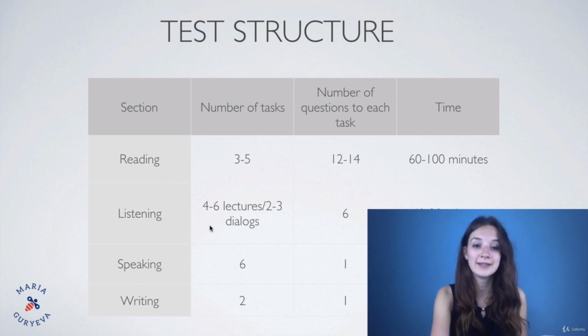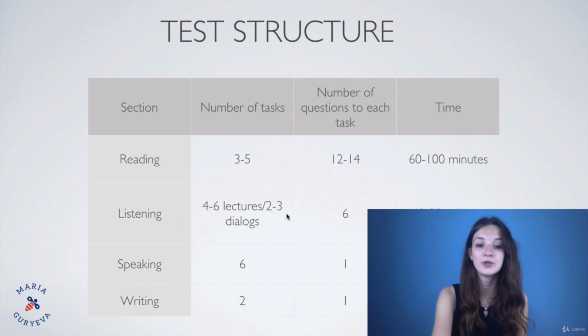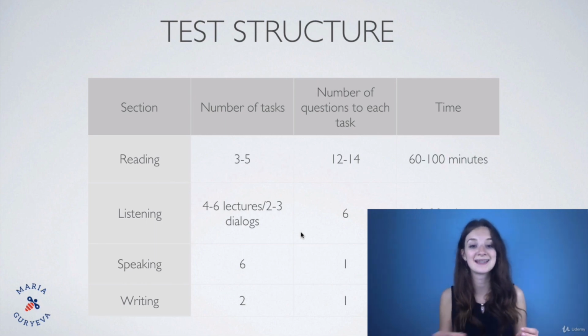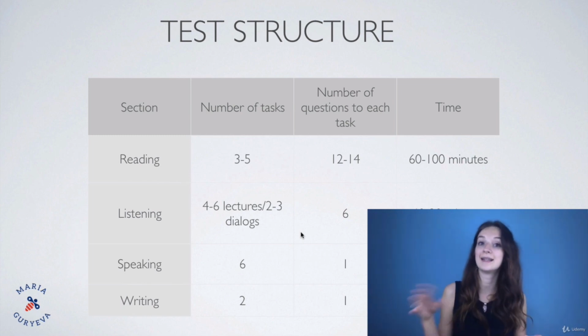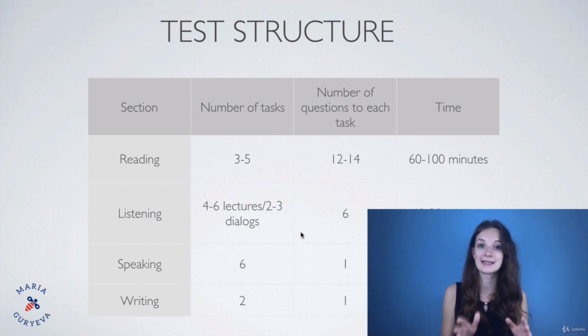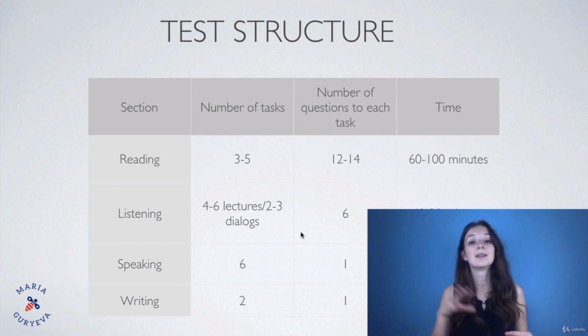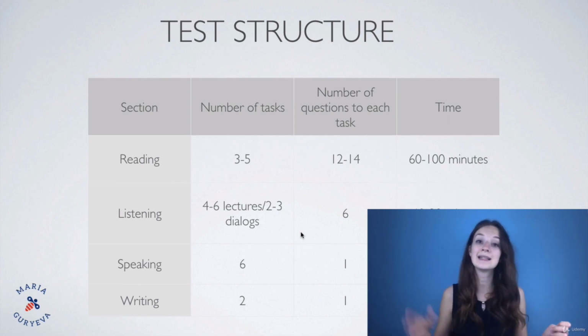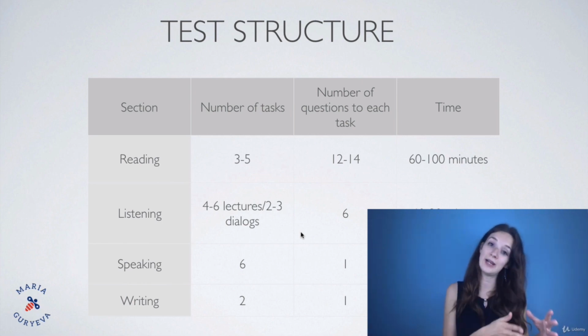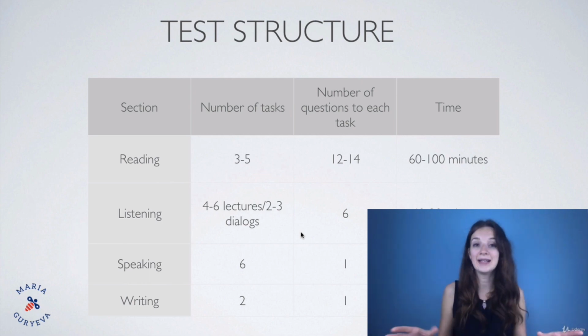So here we have listening, it's 4 or 6 lectures and 2 or 3 dialogues. So if you didn't have any experiments in the reading section, you're gonna have some experiments in the listening, and so you will have 6 lectures instead of 4 and 3 dialogues instead of 2. So if there is no experiment, classically, it's going to be 6 listening passages. But if you are having experiments in your listening section, then it's going to be 9 listening passages instead of 6. So either in the reading or in the listening, you're going to have experiments.